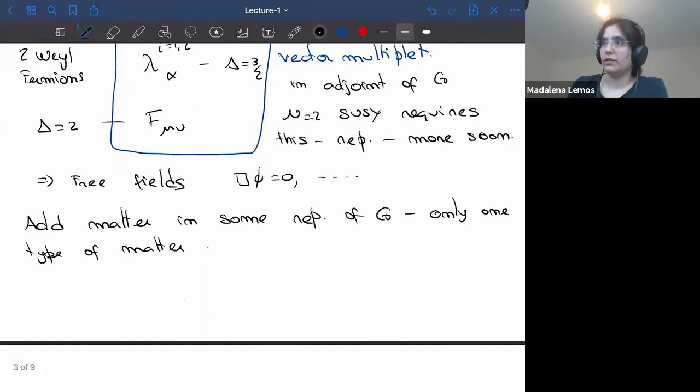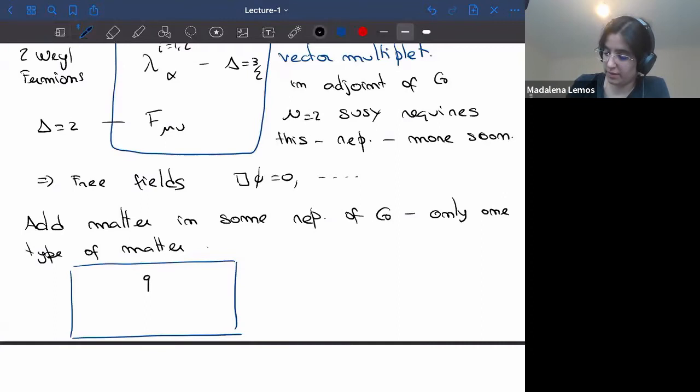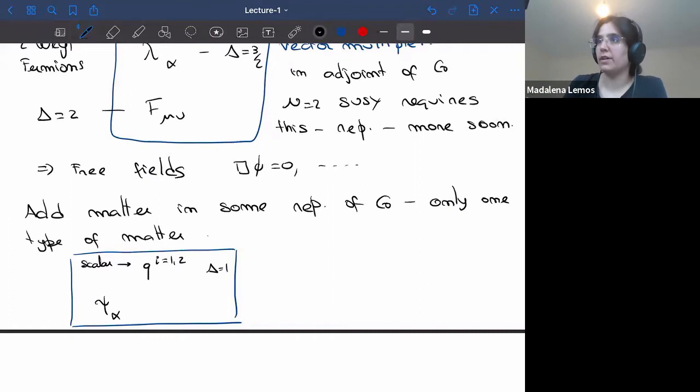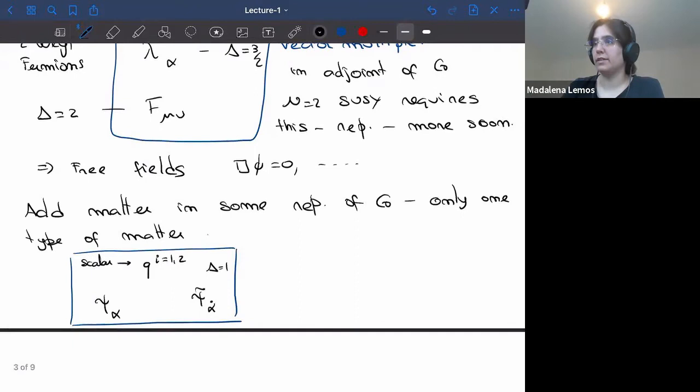Hypermultiplets. They form, it's always the same spirit: supersymmetry relates different operators, bosons and fermions. So I start with a scalar, actually a doublet of scalars. These are free operators. They have dimension 1. And then supersymmetry requires that they also have two fermions like that, again of dimension 3/2. So this is actually a half hypermultiplet.